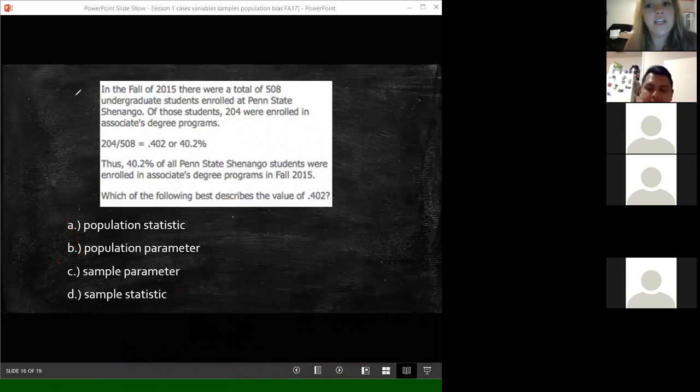So in the fall of 2015, there were a total of 508 undergraduate students enrolled at Penn State Shenango. Of those students, 204 were enrolled in an associate's degree program. So here they did the 204 students enrolled in that associate degree program divided by the total number of Penn State undergrad students to get 40.2%, which is showing us that 40.2% of all Penn State Shenango students were enrolled in an associate's degree program in fall 2015. So which of the following options best describes the value of 0.402? Go ahead and read through these and let me know what you're thinking.